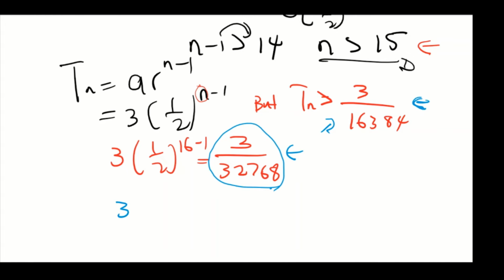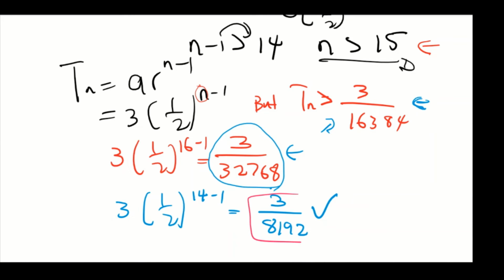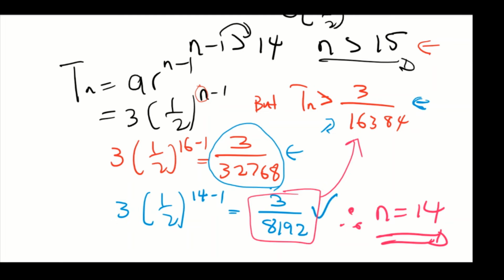So if you substitute 3 into 1 over 2 to the power of 14 minus 1, you're going to get a value of 3 over 8192. So this is a correct solution because this expression here is larger than this expression here. So you can conclude, rather, and say, well, n must be equal to 14 to get the expression that is larger than 3 over 16384.